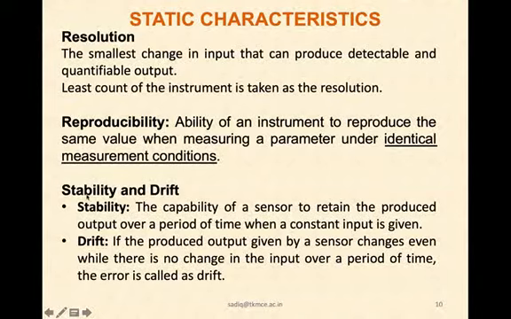Another parameter is stability and drift. We can say that drift is opposite to stability. Stability means it is the capability of a sensor to retain the produced output over a period of time when a constant input is given. Drift, if the produced output cannot be retained, then we call it drift. That means if the output given by the sensor changes even while there is no change in the input over a period of time, then the error is called drift.